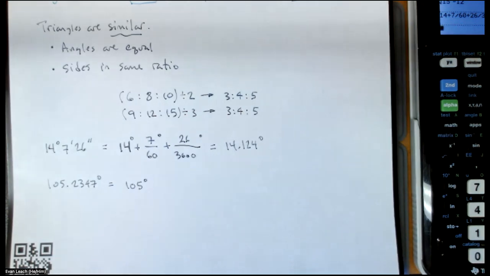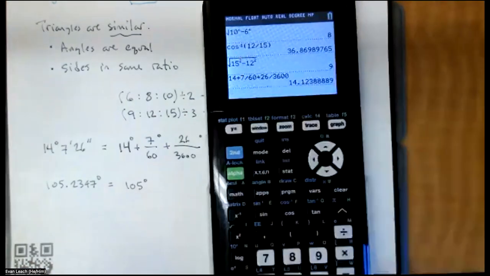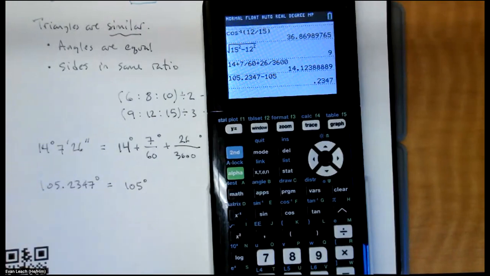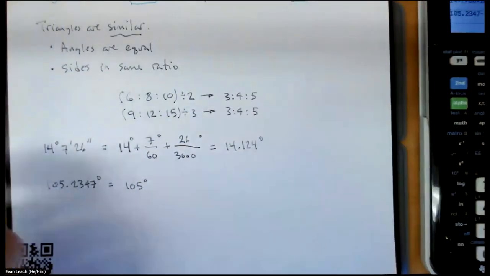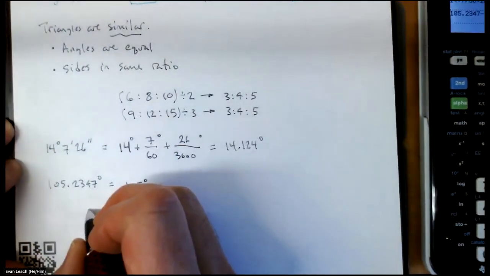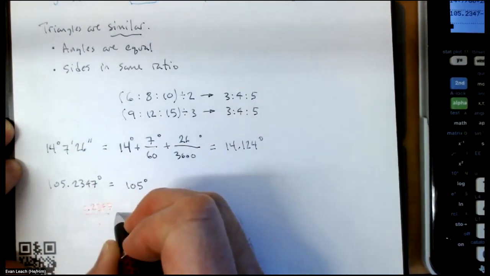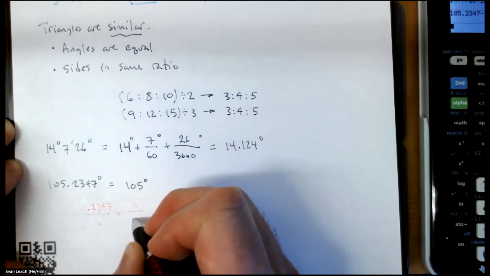What I'm going to do is it's the fraction part that I need to fix. So I'm going to take the 105.2347 and I'm going to get rid of the 105 degrees because I care about the fraction. I'm just going to look at that 0.2347. This is the same kind of ratio stuff we were doing on Monday. It's 0.2347 over 1, and I want to convert that into something over 60.